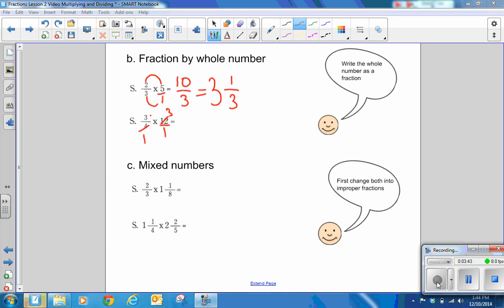Now I multiply my numerators. 3 times 3 is 9. 1 times 1 is 1. So I end up with 9 over 1, which is the same as 9.